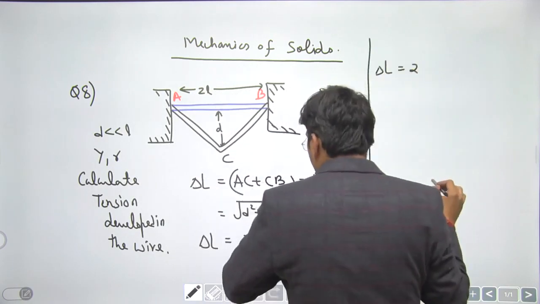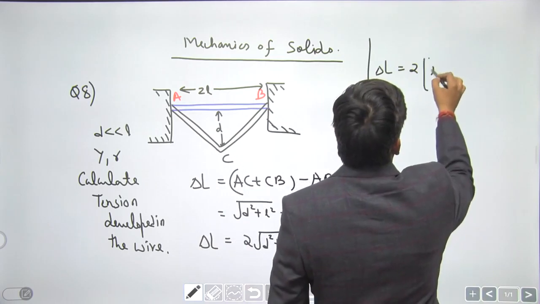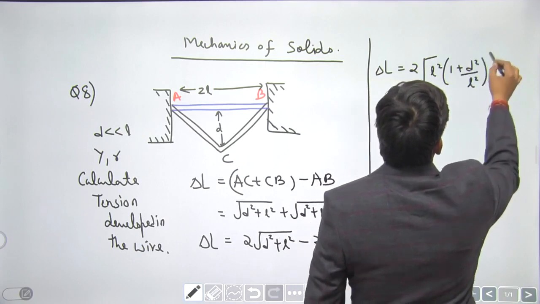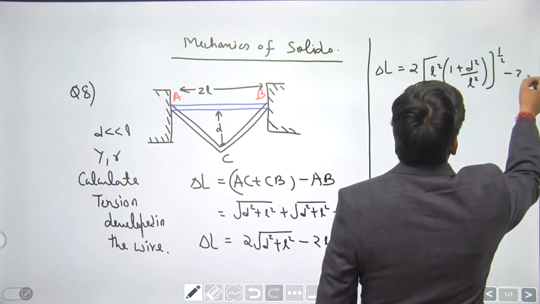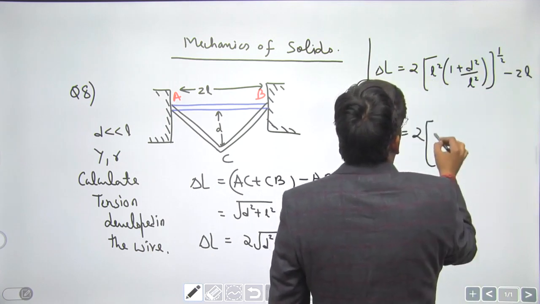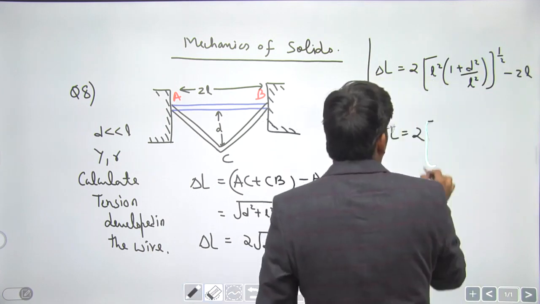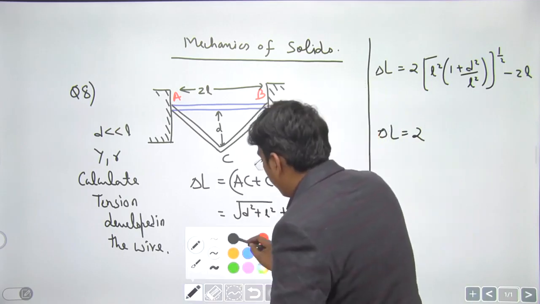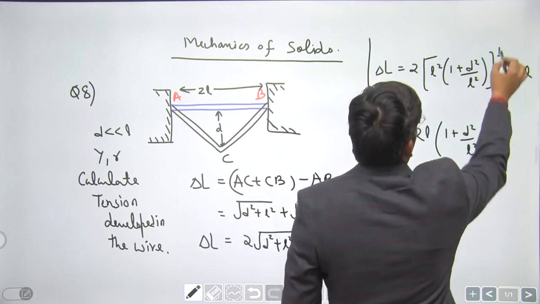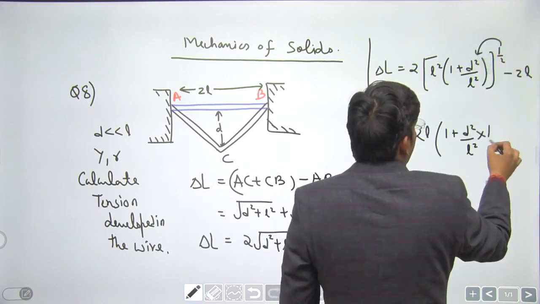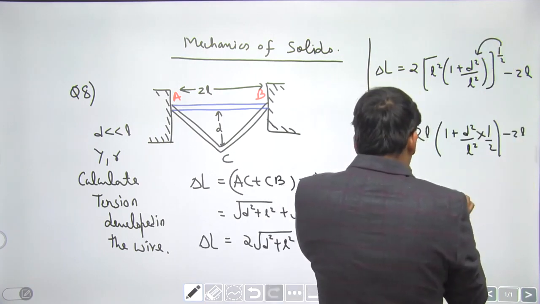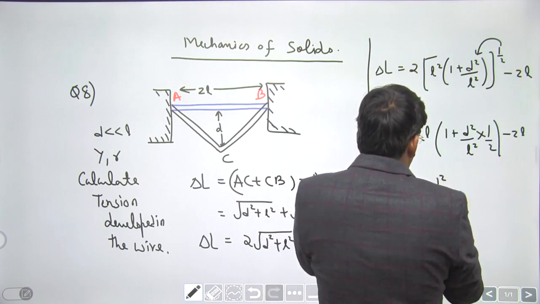Now, let us take something common. Let us make some rearrangements. Take L square common inside. This becomes 1 plus D square by L square raised to the power 1 by 2, minus 2L. Okay. This delta L is this 2. Obviously, L is going to come out. L square out of the square root sign becomes L. This is 1 plus D square by L square using binomial approximation, power 1 by 2, minus 2L. Okay, so we get extension in the wire as obviously D square by L, right?